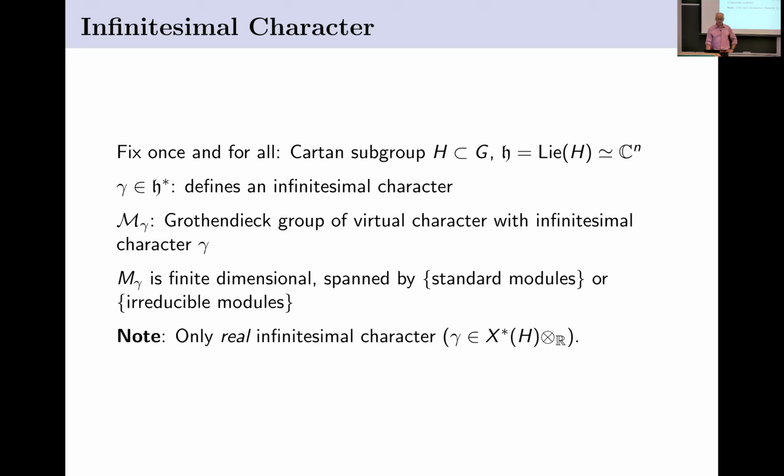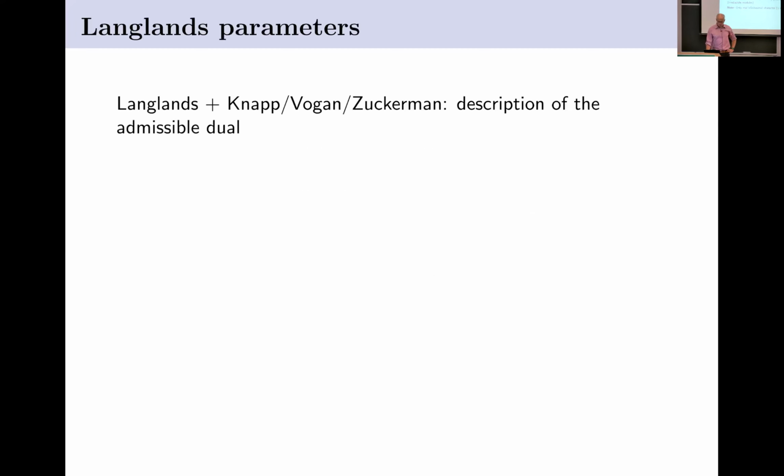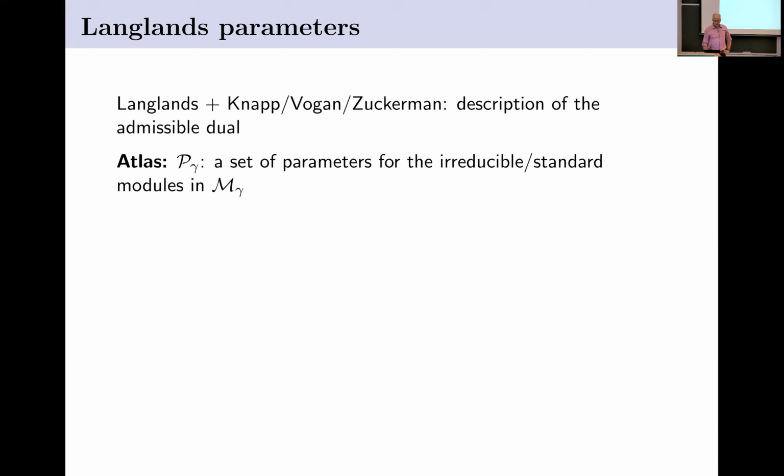I'm only going to say this once. Everywhere, we're only talking about real infinitesimal character. There's a reduction from all infinitesimal characters to real, which I'm going to ignore. So Langlands, together with Knapp, Vogel, and Zuckerman, gave an explicit description of the admissible dual, that is to say, the irreducible admissible representations. They described a parameterization, which we implemented. One of the first things we did in the Atlas project was implement a version of that. So we have a set of parameters we call P sub gamma. It's a set of parameters for the irreducible or standard modules in M gamma. And I'll say a few words about that.